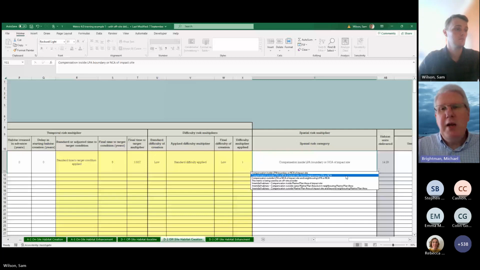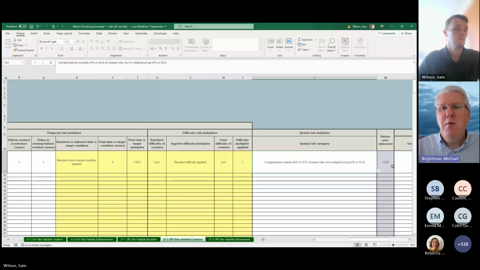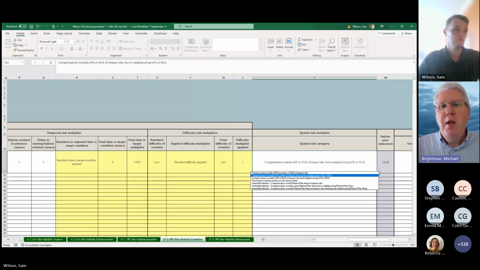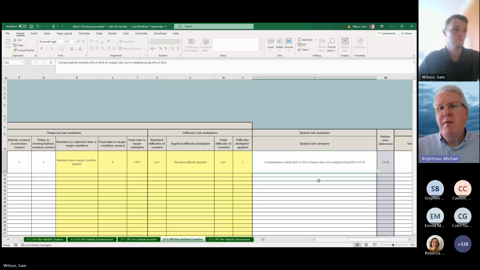Now, although Sam is clicking on that multiplier now, it doesn't show in this part of the metric because this isn't where the calculation happens. We'll show you where that happens in a second. So that's the not local, neighbouring LPA, neighbouring NCA, multiply 0.75. If you deliver further away again, so York to Devon as an example, then the multiplier is 0.5. So it reduces the units from 14.26 units to 7.13 units. And we'll show you where that will show now by going back to the headline results.